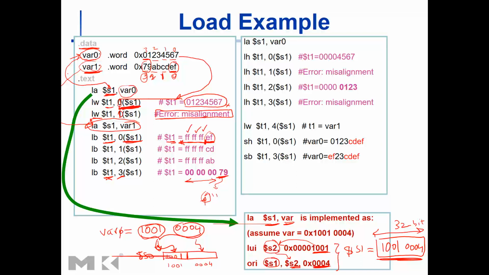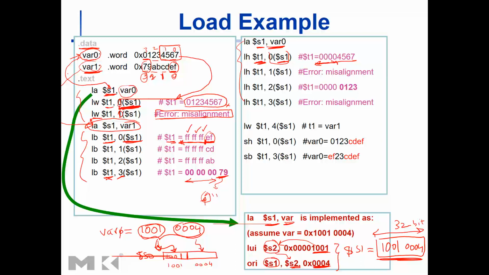Now, here I'm doing loads of bytes. Let's do loads of half words, meaning half of the word. So here I'm going to do var 0. So S1 now will have var 0. I'm going to load half of var 0, with a displacement of 0. So I will load this half into T0. Again, the rest of the bits are sign extended.